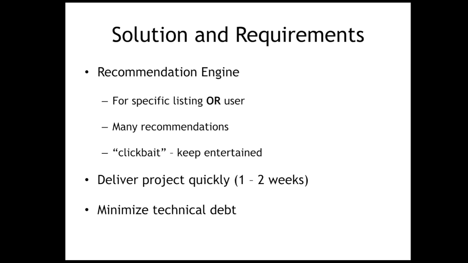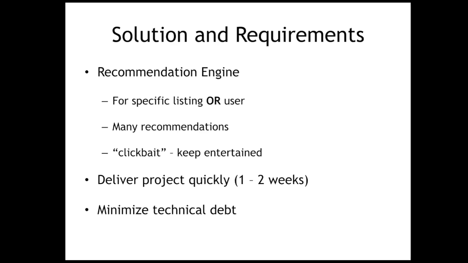So here's our solution and the requirements for the implementation of this solution. Like I mentioned, this talk's obviously about generating a recommendation engine. This recommendation engine should ideally work given a specific listing or a user. What I mean by that is you should be able to give a listing ID to this recommendation engine and get a bunch of related or similar listings. You should also be able to give a user ID and get a basic idea of the listings that this user might be interested in.